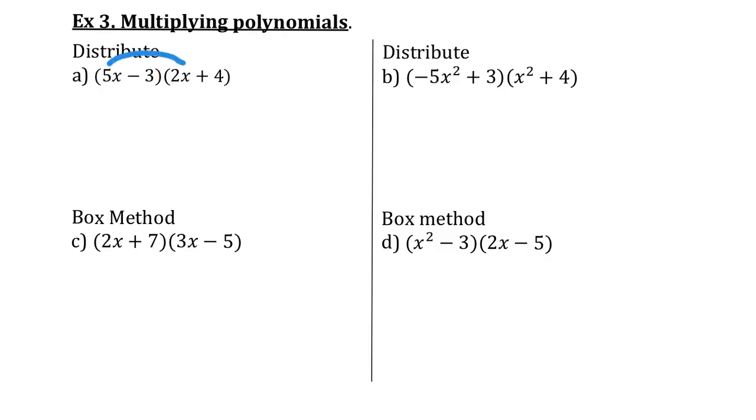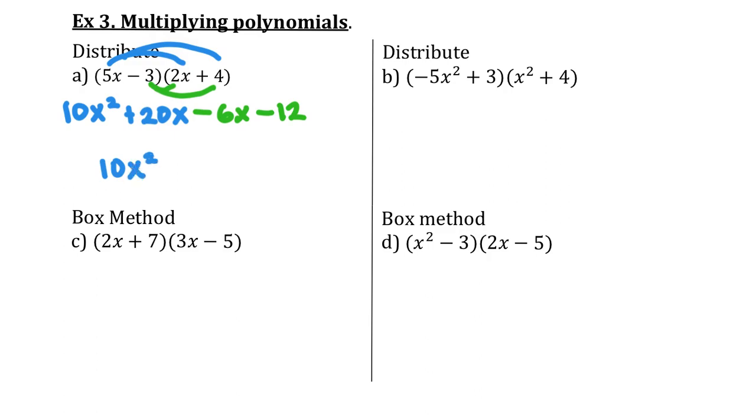So 5x times 2x, 10x to the second. 5x times 4, 20x. And then go ahead and distribute the next term in the binomial, which is the minus 3. Minus 3 times 2, minus 6x. Minus 3 times 4, minus 12. Combine any like terms. 20x minus 6x is 14x. And I'll bring down the minus 12.